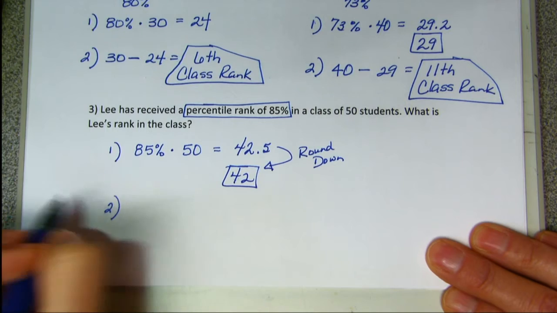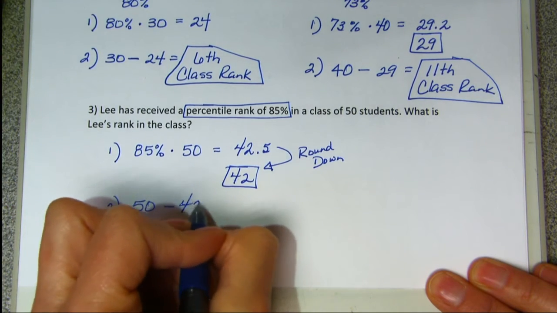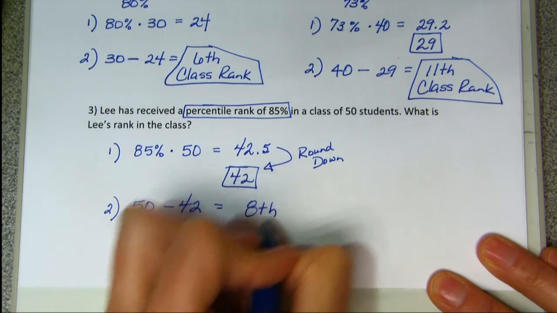All right, step 2 is we take the total, 50, minus what we calculated in step 1, so we get a class rank of 8th.